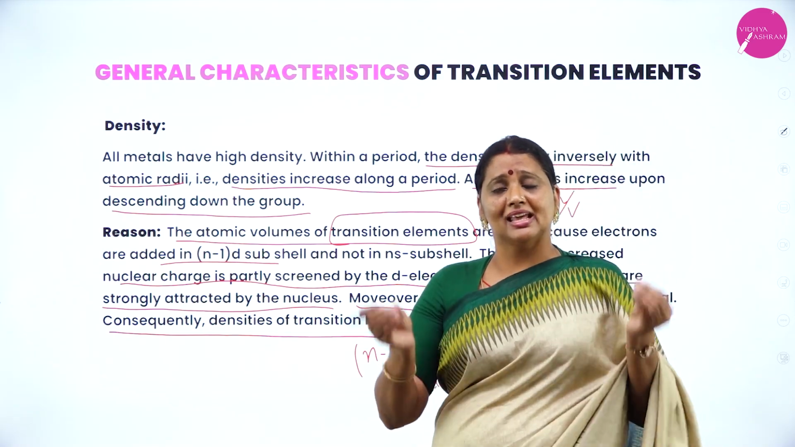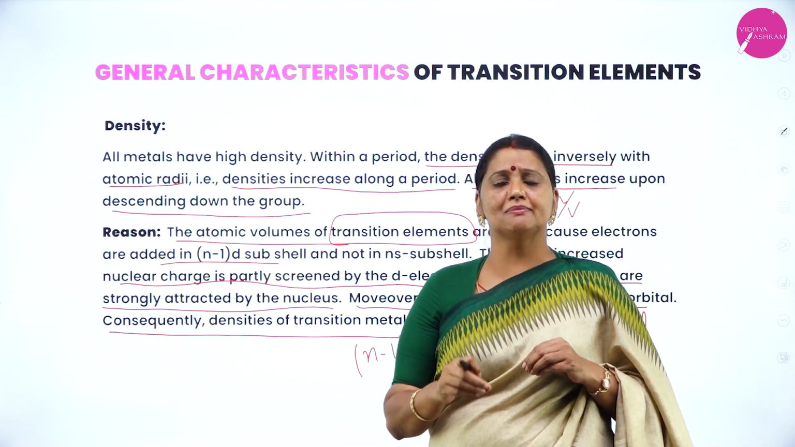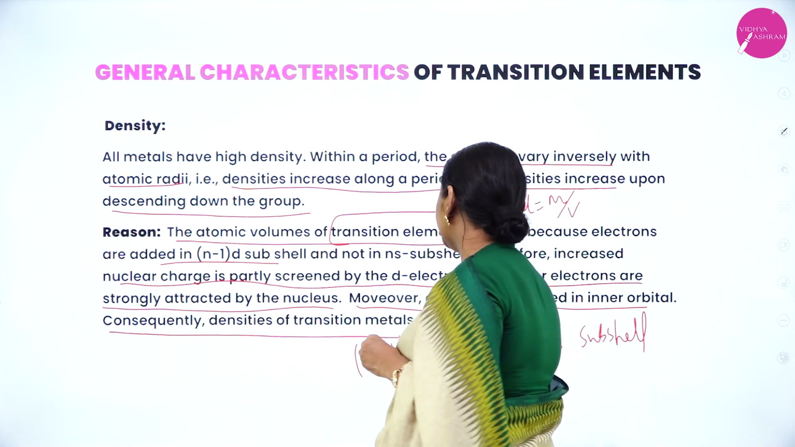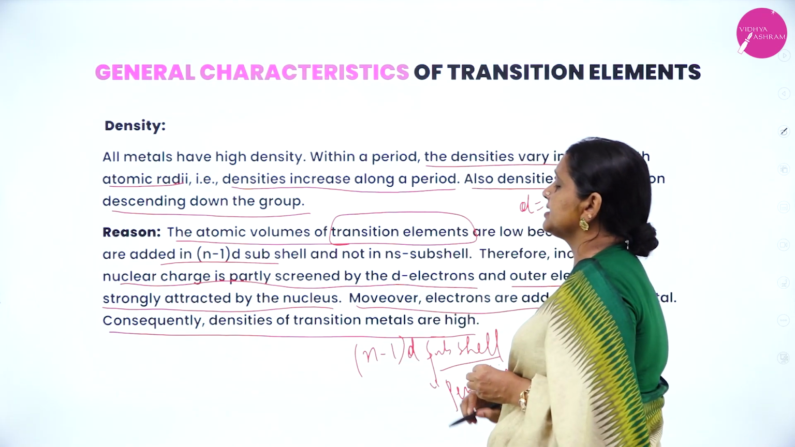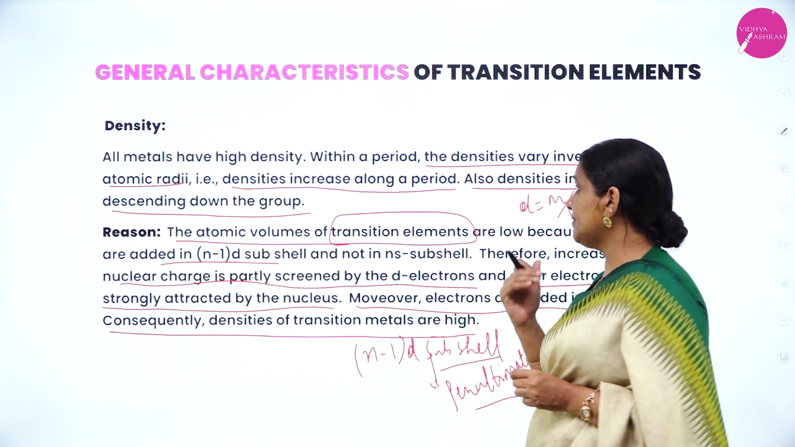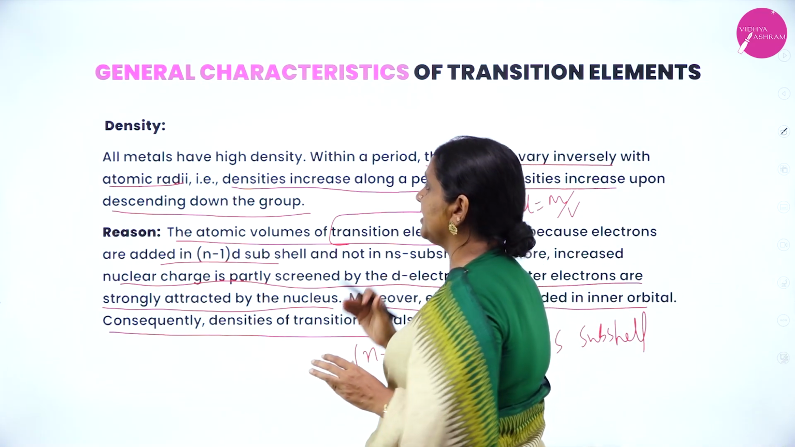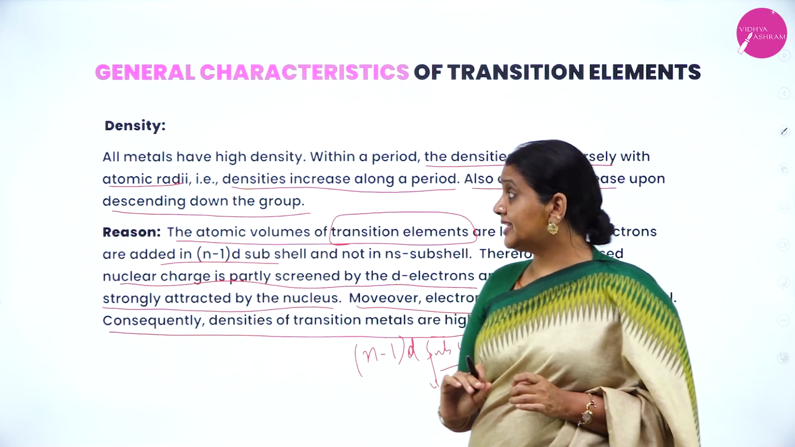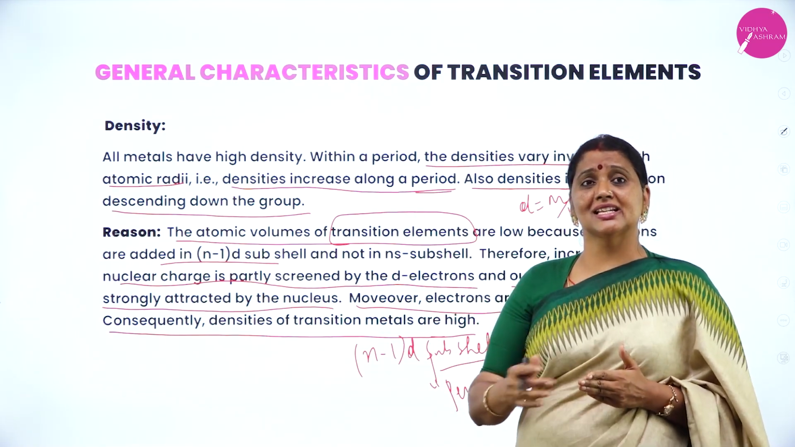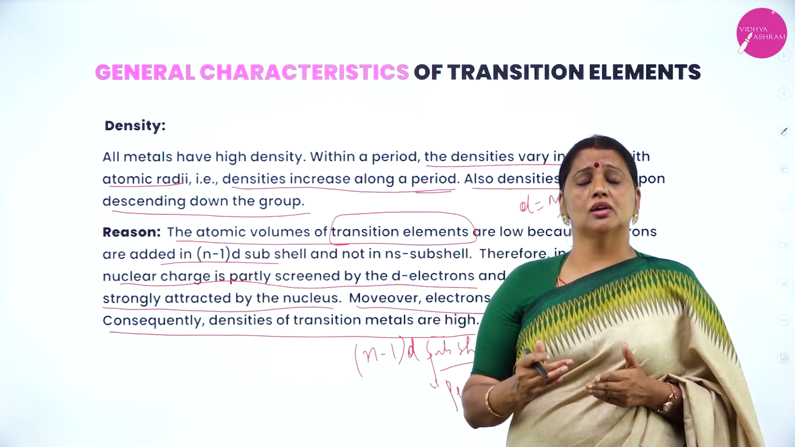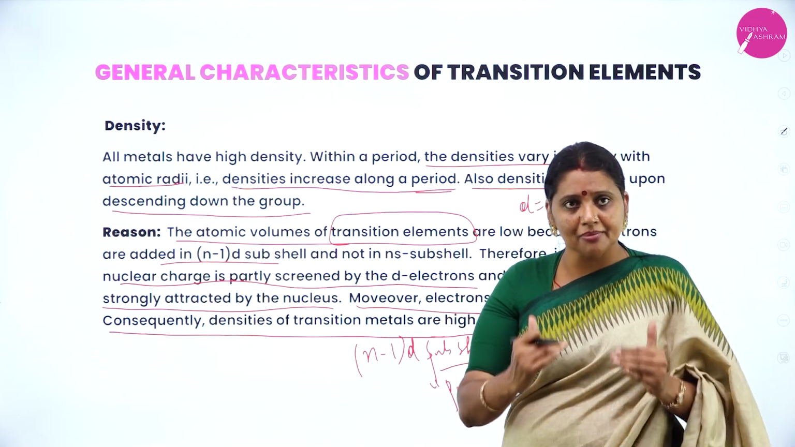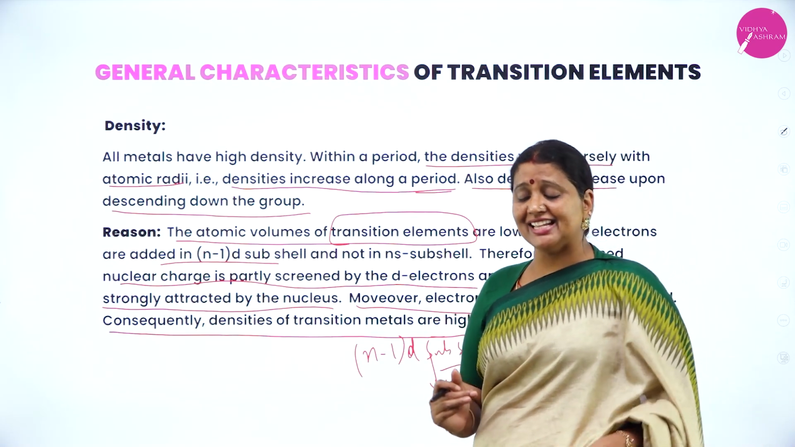So, when electrons are added to the penultimate shell or n-1 d subshell, their density increases. Therefore, metals always have high density. But densities vary inversely with atomic radii. Densities increase along the period. Why does density increase along the period? Because the atomic volume becomes low. As atomic volume becomes low, the density increases.